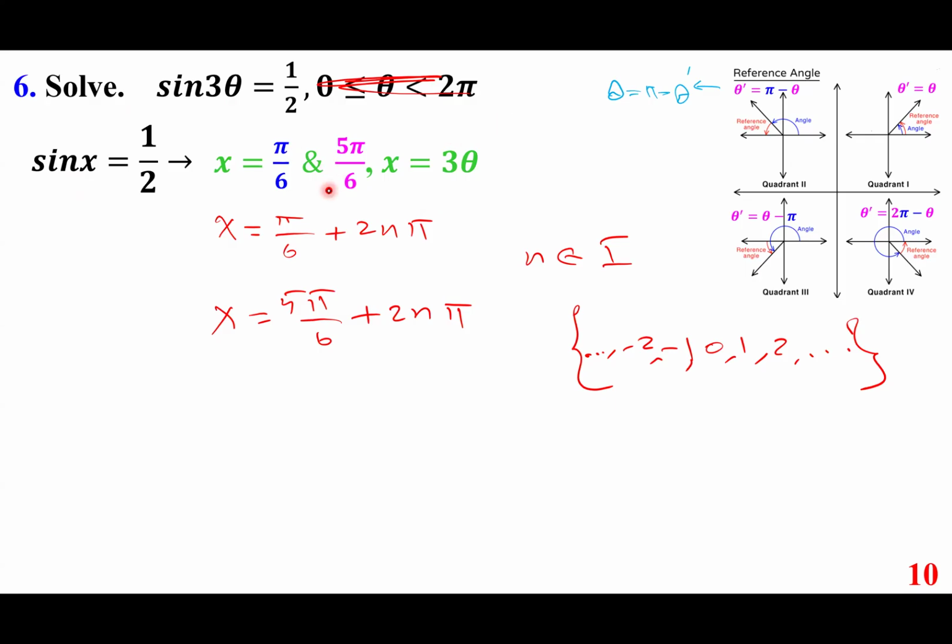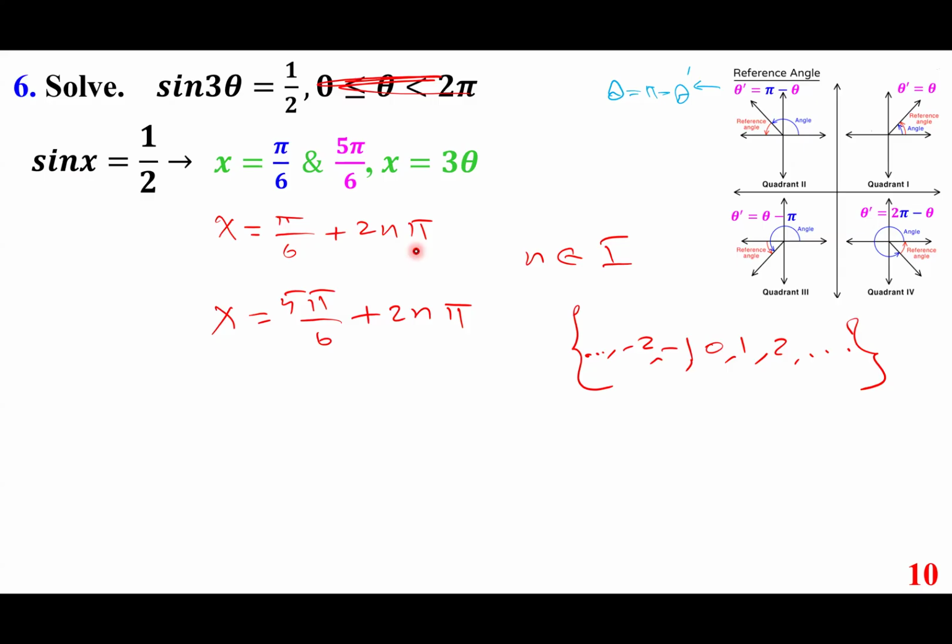Done. If they say sine x equals 1/2, solve it, and they don't give you the restriction 0 to 2 pi, you find pi over 6, 5 pi over 6, and then you add 2n pi. Sometimes they say 2k pi, and you're done.